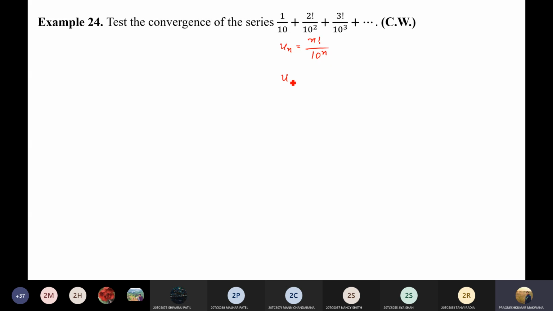Now find out u(n+1). Next find out the limit of u(n+1) upon u(n). So everyone calculate this limit. In this example, the important thing is to find out this right limit.